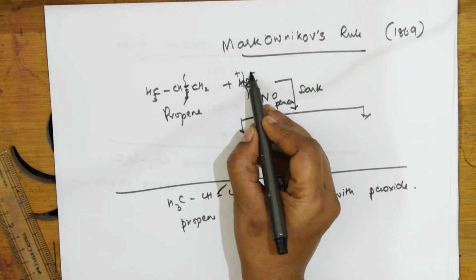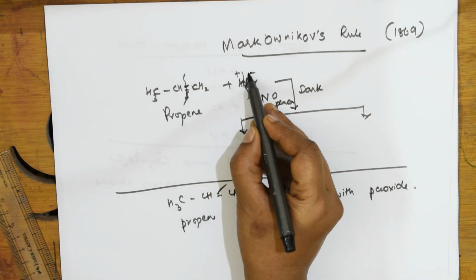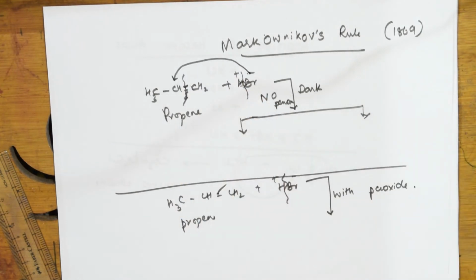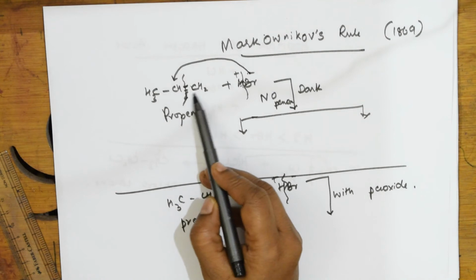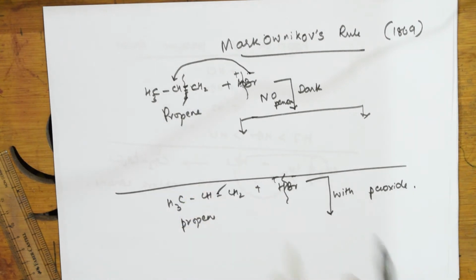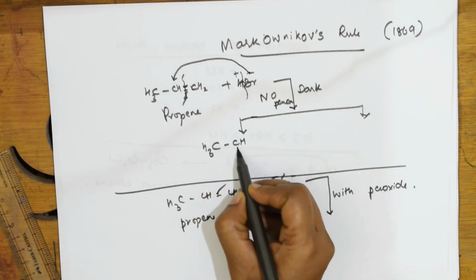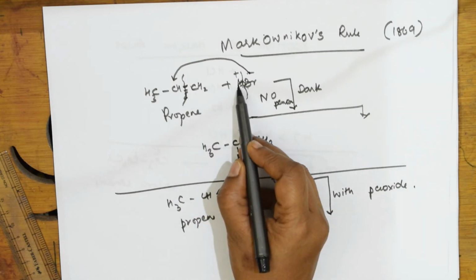In the first case, this is positive, this is negative. The negative part, or the negative addendum, goes and adds to the carbon having a lesser number of hydrogens. Around the double bond, this one has one hydrogen and this has two hydrogens, so this is the one with the lesser number of hydrogens. So it's going to add like that. What product do I get? I get CH3, single bond, CH, Br, CH3, because bromine adds here and hydrogen adds here.